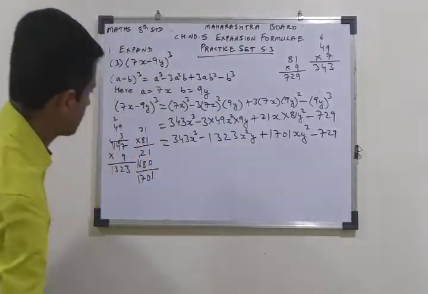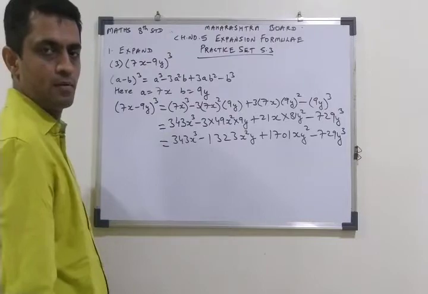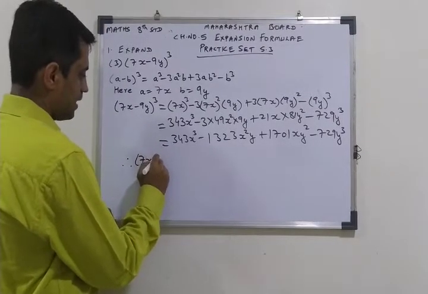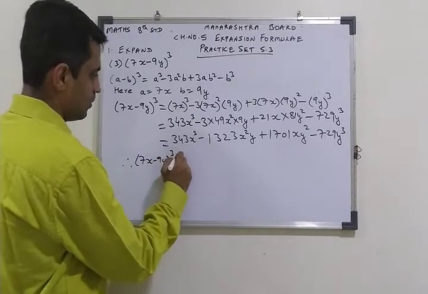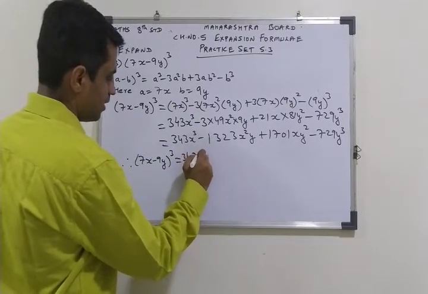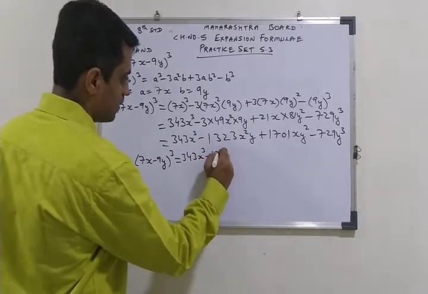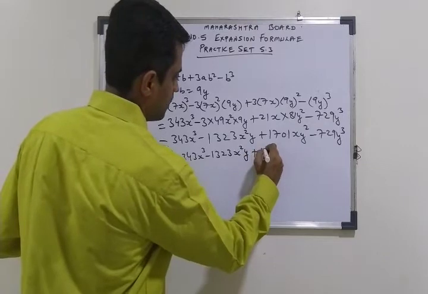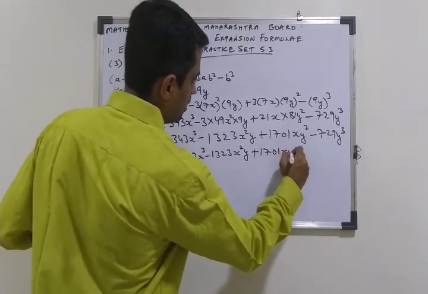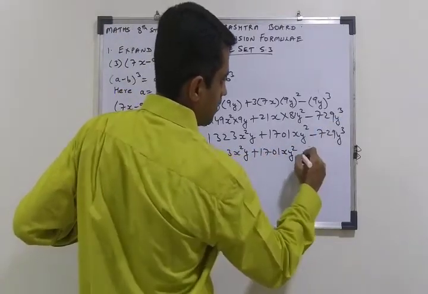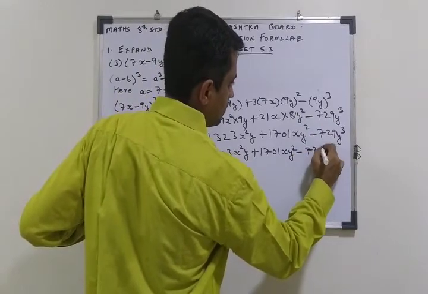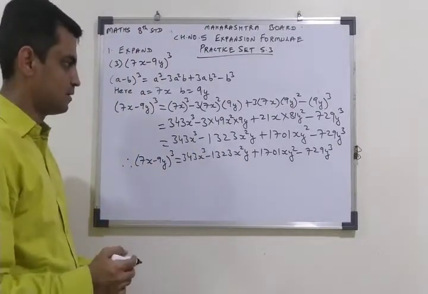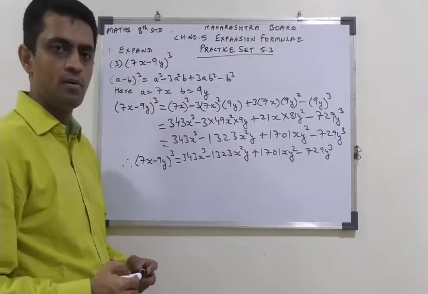Now the final answer. 7x minus 9y the whole cube is equal to 343 x cube minus 1323 x square y plus 1701 x y square minus 729 y cube. This is the final answer. Please copy down.